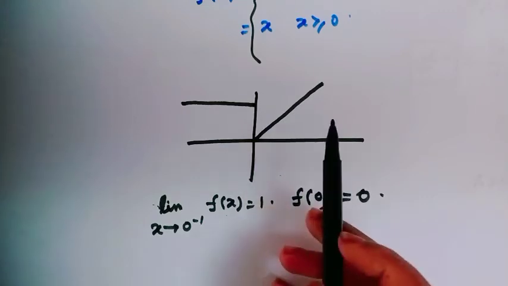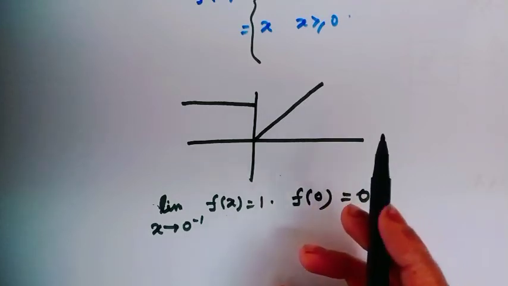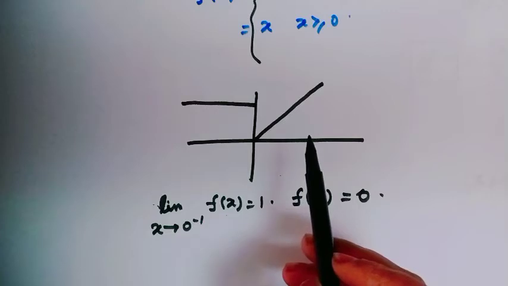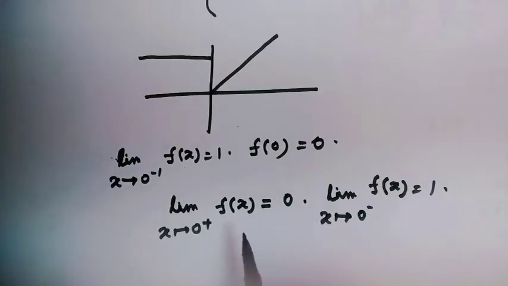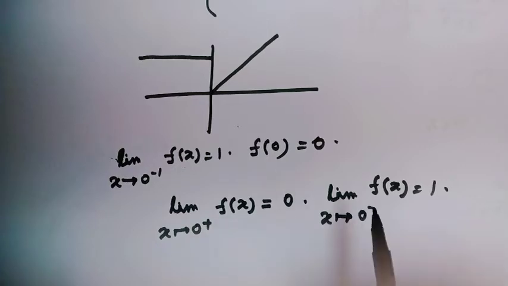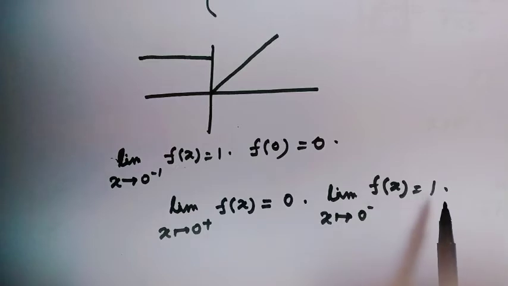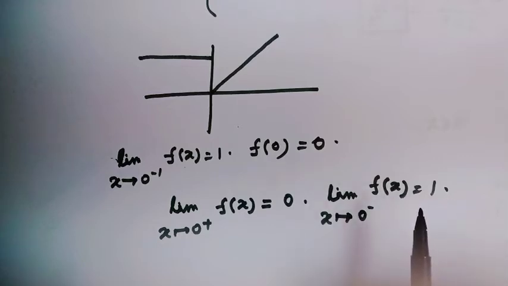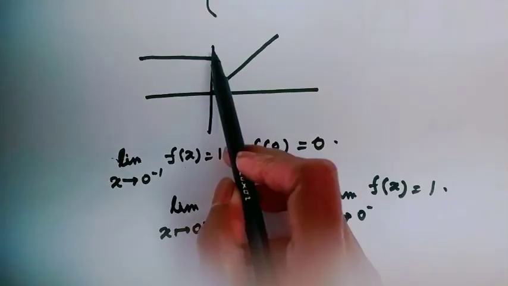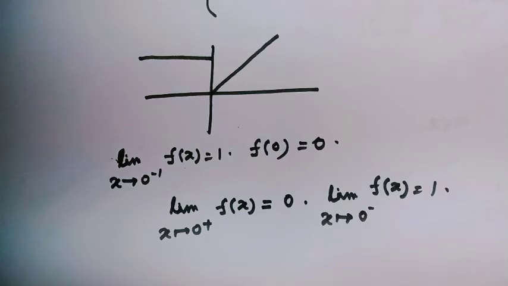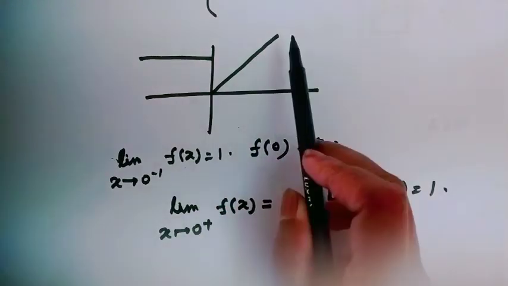But this discontinuity cannot be removed. Why? Because here the limit does not exist at the point 0. Look, the limit as x tends to 0 plus of f(x) equals 0 and the limit as x tends to 0 minus of f(x) equals 1. So at the point 0, the limiting value does not exist. Okay? So this discontinuity is not removable. This discontinuity has a new name. This is the jump. Okay?